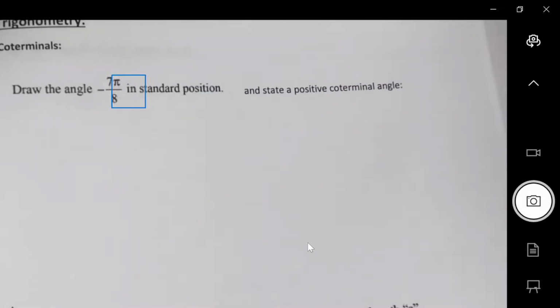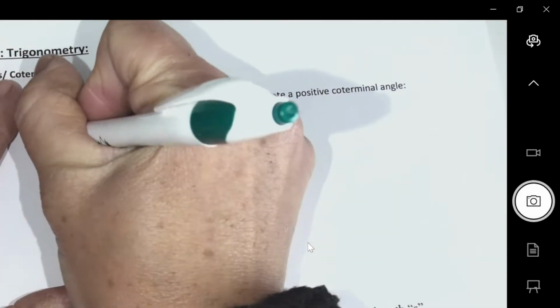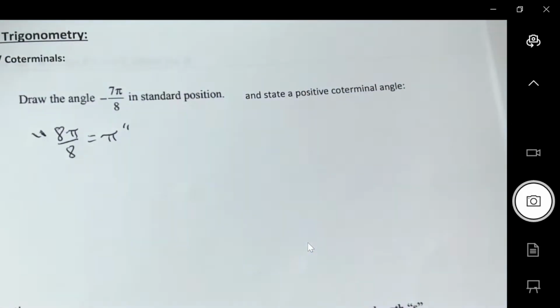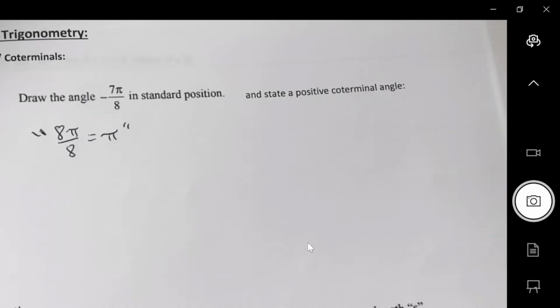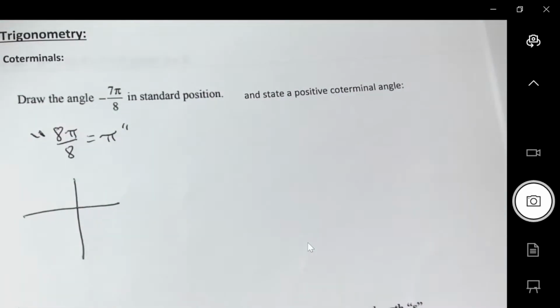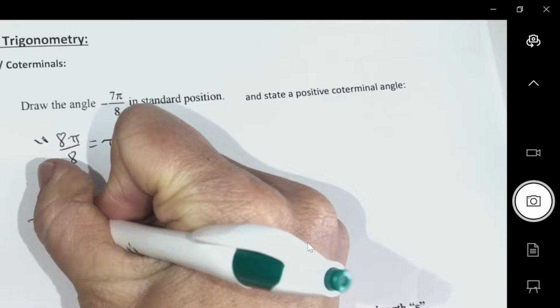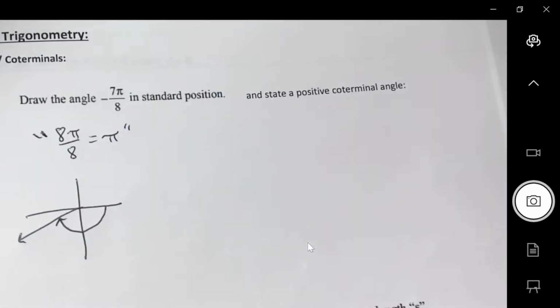Draw the angle -7 pi over 8 in standard position. So here's what I'm thinking in my head. 8 pi over 8 is 1 pi, right? So 7/8 is just short of a full pi. And what do we do in a negative angle? Then we go this way, not quite a full pi. That's what my thought process was.